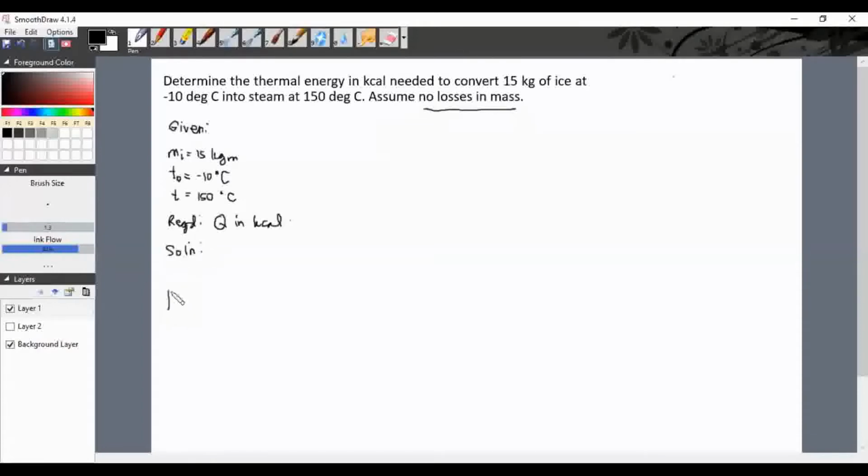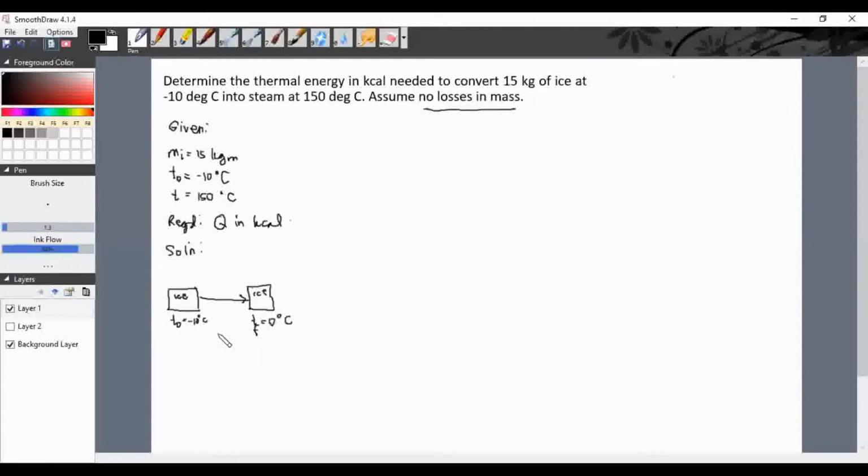So supposedly, ito yung ating ice. Yan, ice yan. Temperature is negative 10 degrees Celsius. Then, i-convert natin siya into ice pa rin, no? Ano lang mangyayari? Mag-iiba yung kanyang temperature. So, dadalhin natin yung temperature niya into its freezing temperature or freezing point. So, that is 0 degrees Celsius.